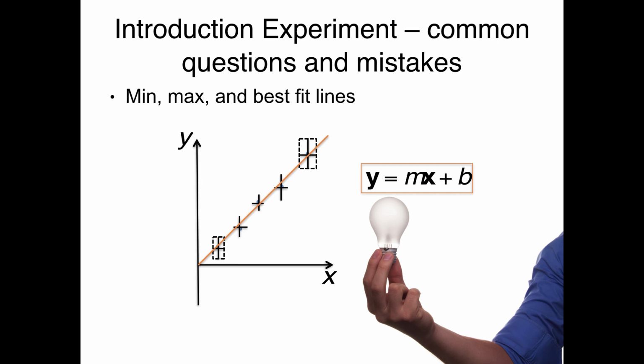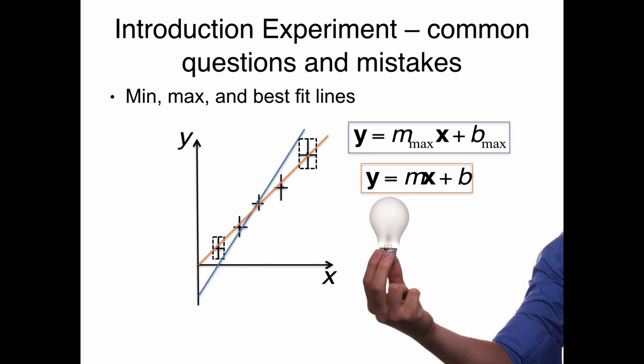To find your min and max fit lines, you will need to draw a box around your error margins for the first point and the last point. Then your maximum line will go through the bottom right-hand corner of the first point and the top left-hand corner of the last point. This is because you want to encompass as many of the possible values as possible.